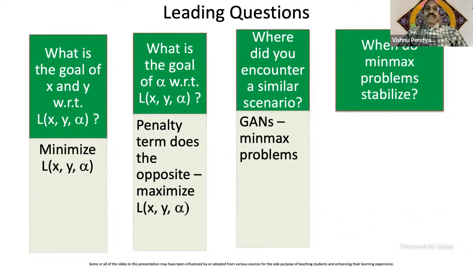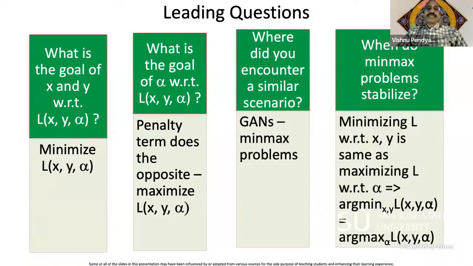So the question is, when do min-max problems stabilize? When there is a meeting ground, obviously, right? Two players are trying to do the opposite. So when does it stabilize? When they meet, there's a common ground. Minimizing L with respect to x and y is the same as maximizing L with respect to alpha. When this happens, the model stabilizes.